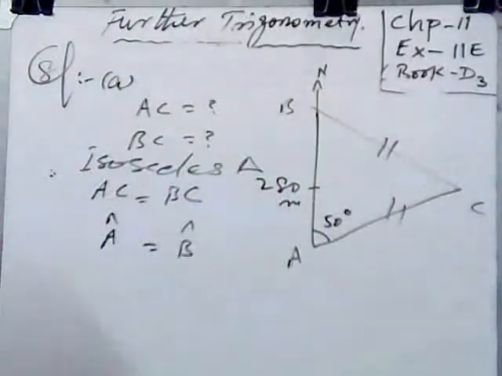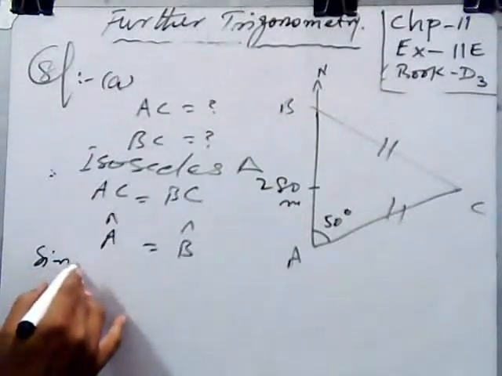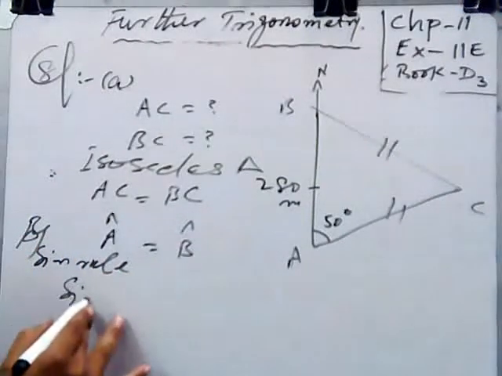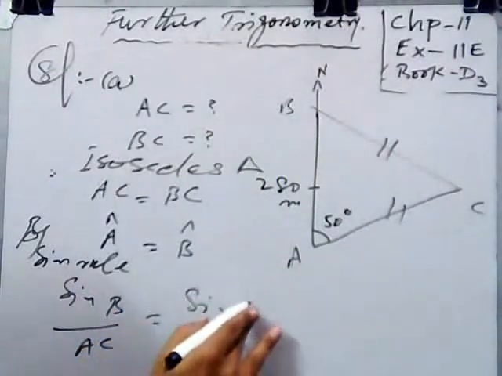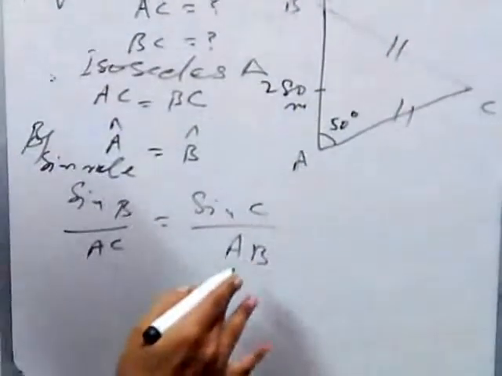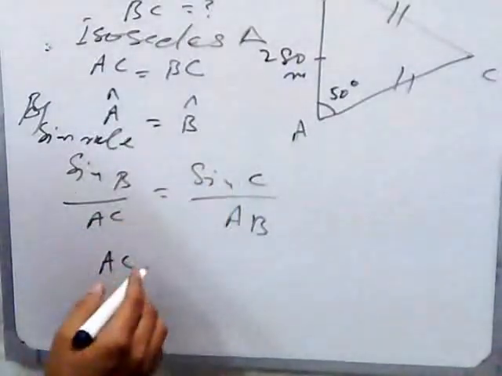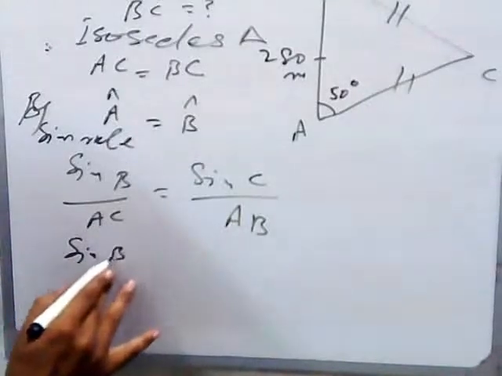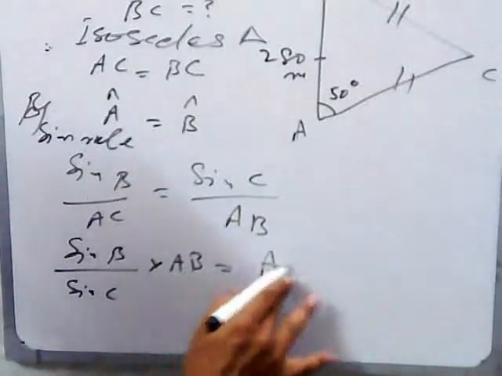Therefore, by using the sine rule, that is sine B divided by AC is equal to sine C by AB. So we need AC, and by using cross multiplication, AC is equal to sine B by sine C multiplied by AB.